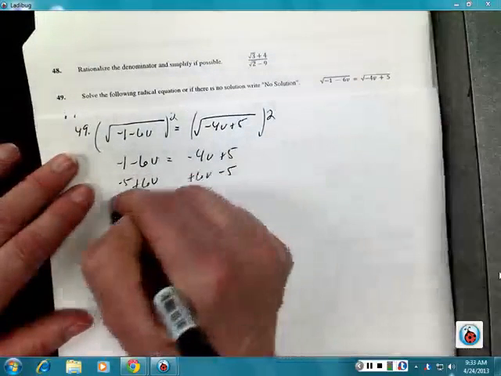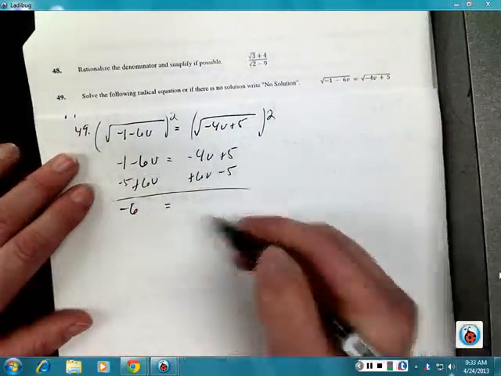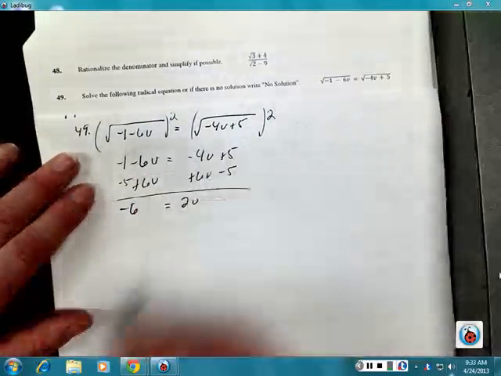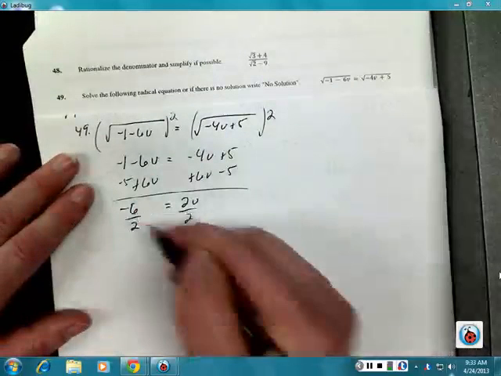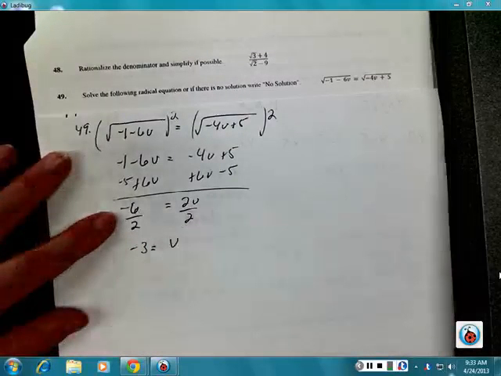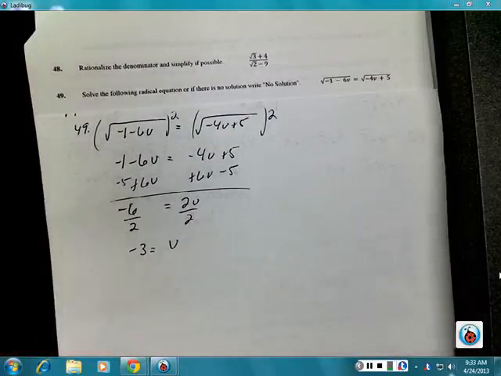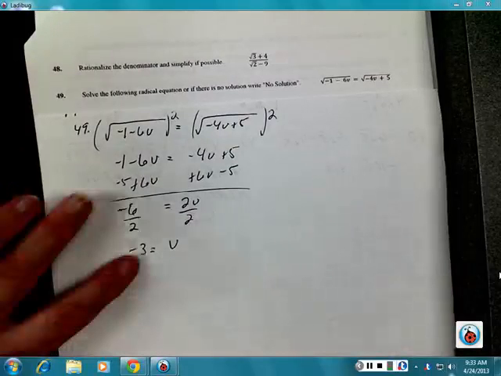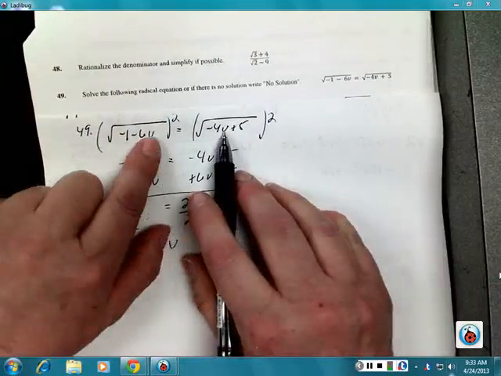So move my 6v over, move my 5 over. Negative 6 is equal to 2v. Divide by 2. And I find that negative 6 divided by 2 is a negative 3. So negative 3 equals v.